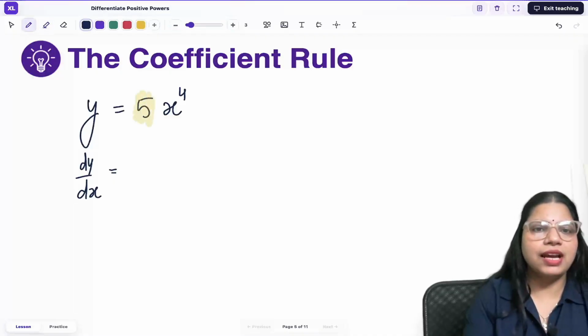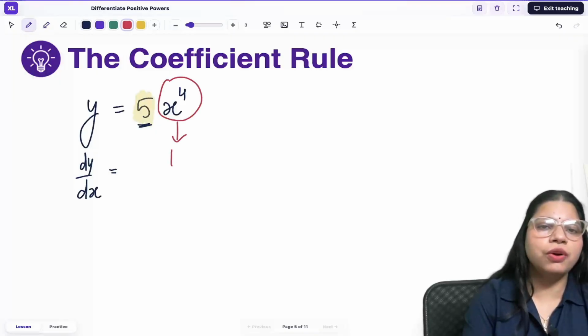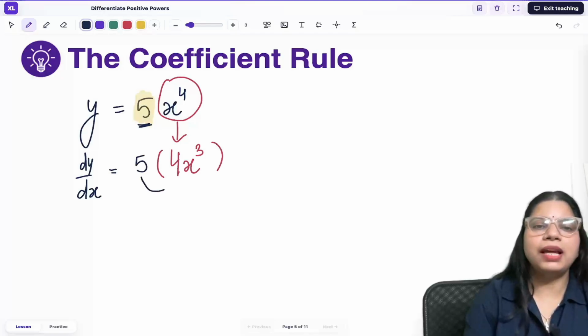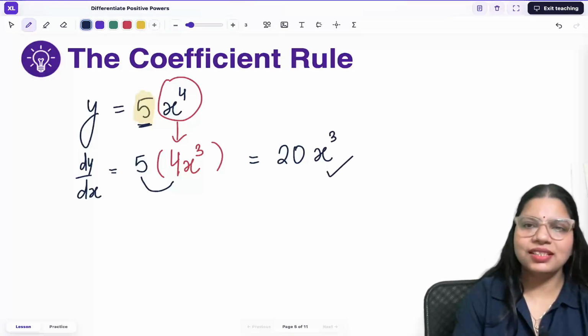We are freezing 5. How about x to the 4? We know x to the 4 differentiates to 4x cubed. And outside you have 5. A number multiplying a number gives us 20x cubed. That's it. Make sense? Let's do a question together.